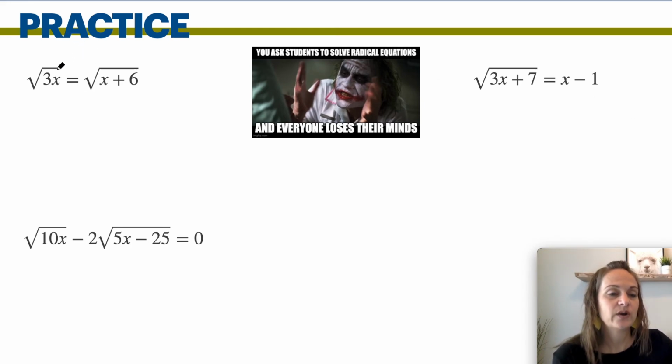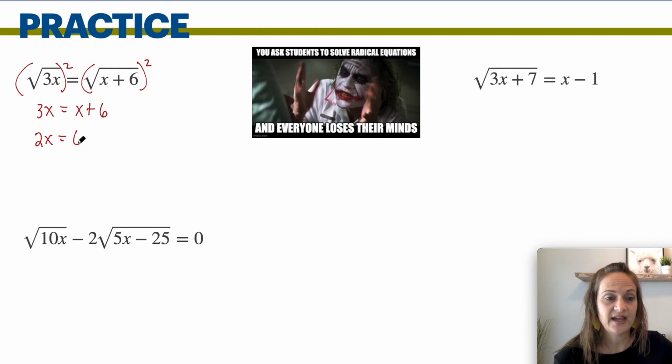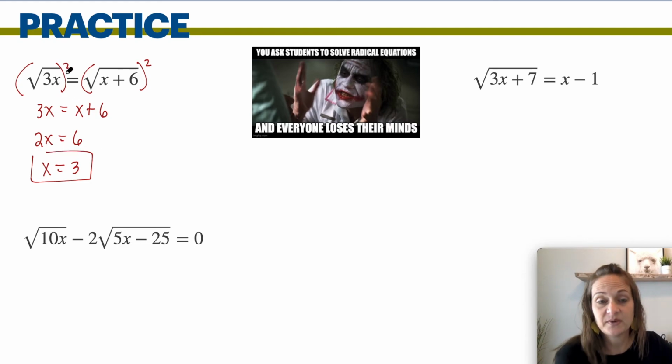We have a square root on both sides. So I am actually just going to square both sides. And when I do, I'll get 3x equals x plus 6. Subtract x to give me 2x, and then divide by 2, and I get 3. And you can plug it back in to make sure it worked.